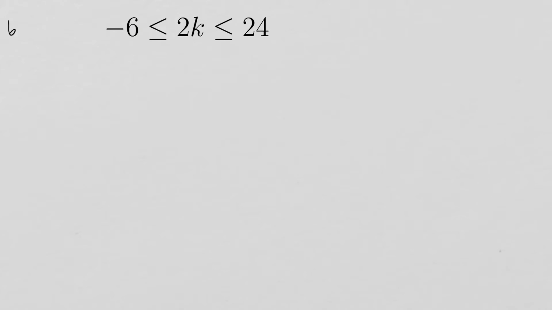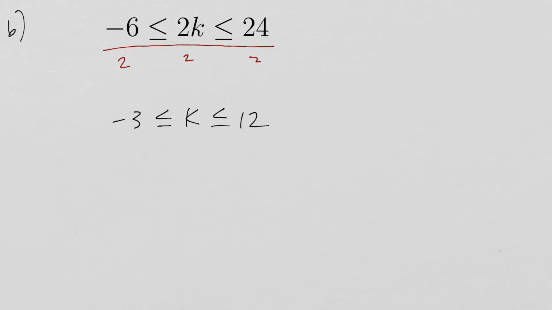Okay, number 6. Negative 6 less than or equal to 2k less than or equal to 24. I want to isolate that k. I can do this all in one step. So I'm going to divide everything by 2. And I'll get negative 3 is less than or equal to k, which is less than or equal to 12.